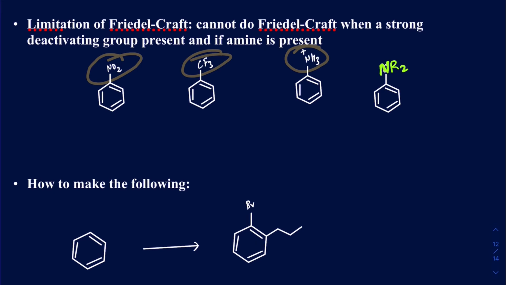So this is the limitation for Friedel-Crafts alkylation and acylations: it does not work if you have a strong electron withdrawing group, and even if you have an amine group, whether it's an NH2 or NR2, it will not do Friedel-Crafts alkylations.